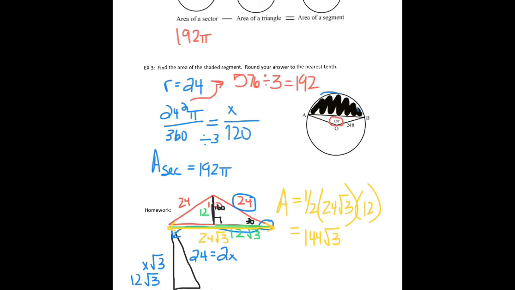So if I want to find the area of the segment, I could take the area of the sector minus the area of the triangle. And I'm just going to put those into my calculator. So I have 192 pi minus 144 times the square root of 3. And that equals, are we rounding to the nearest tenth? 353.77, so about 353.8 feet squared.